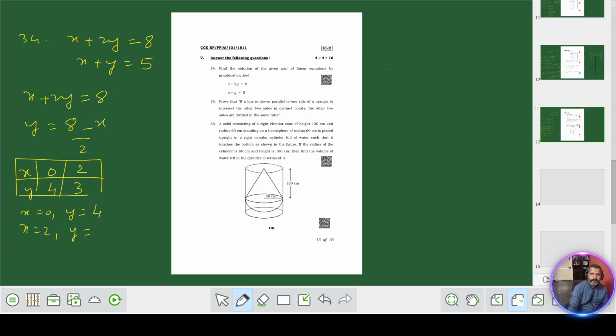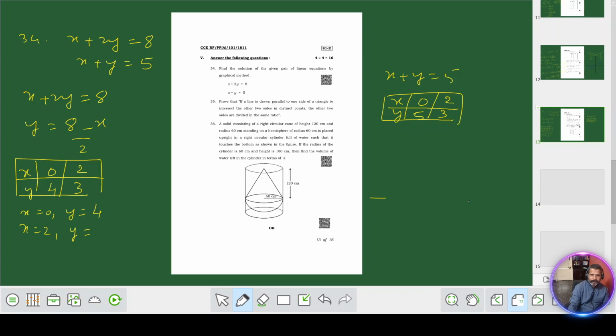Similarly, we will construct a table for another equation, x plus y is equal to 5. It looks very simple. x, y. x is 0, y is 5. Then I can take y also 5, therefore x becomes 0. I'll take x is 2, y is 3, since 5 minus 2 is 3.